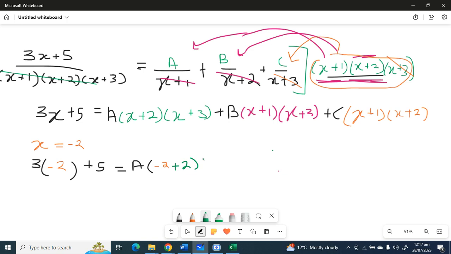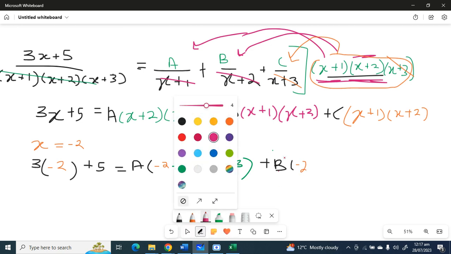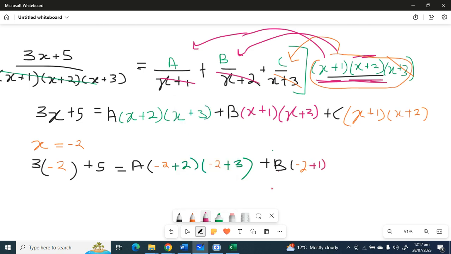Even here we're going to have again -2 plus 3, plus b, open brackets, -2 plus 1, close brackets, -2 plus 3, close brackets, plus c equals, open brackets, -2 plus 1, and our final one we have -2 plus 2.